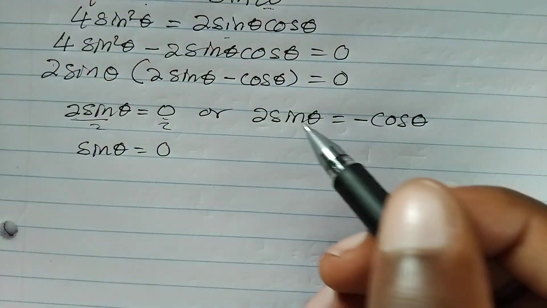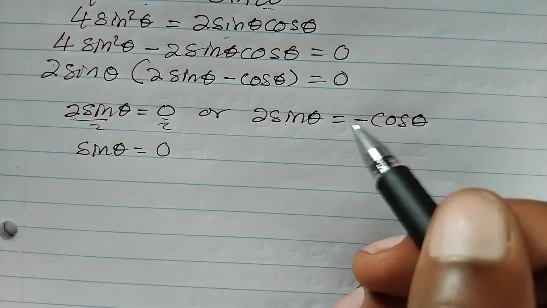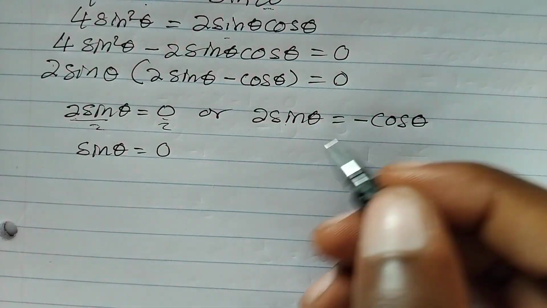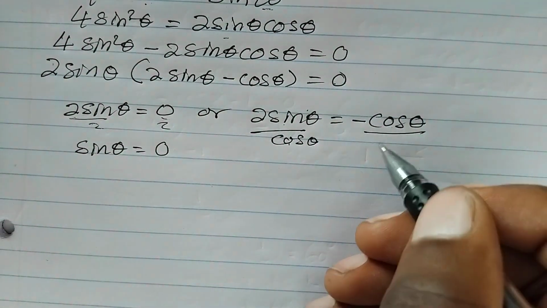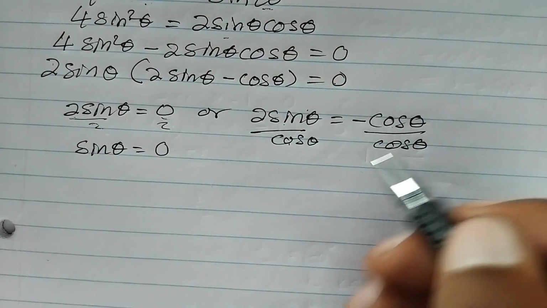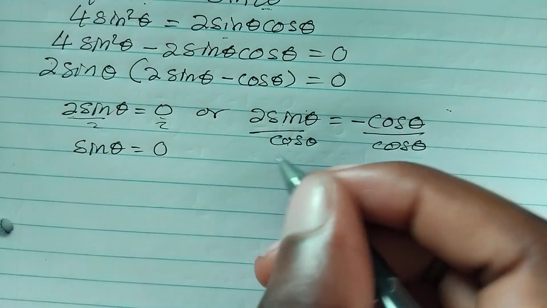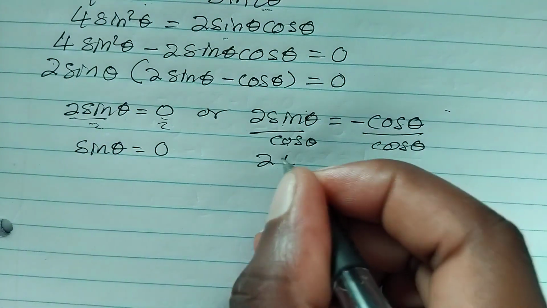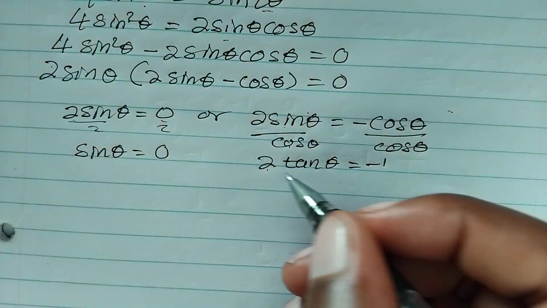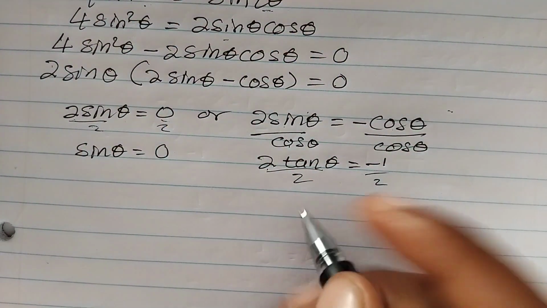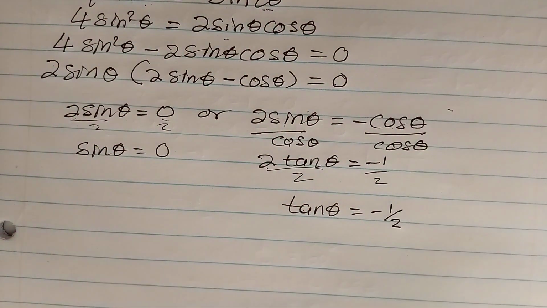In this case, when you have sine and cos, divide by cos. Since we know if we divide by cos, this will be tan, and these cos will cancel. You see, when you have sine and cos on opposite sides, you just divide by cos. So this will give us 2 tan theta equal to -1. But we don't need this 2 here. Divide by 2 both sides, then tan theta will equal to -1/2.